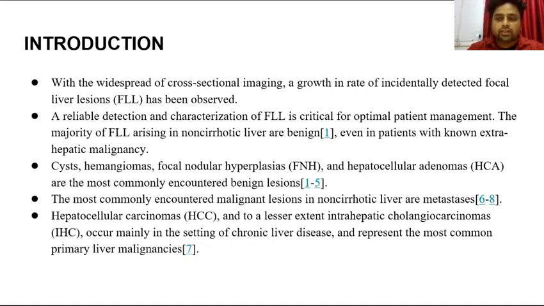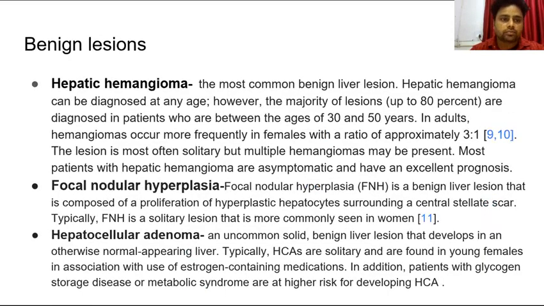Even in patients with a known extrahepatic malignancy, cyst, hemangioma, focal nodular hyperplasia, and hepatocellular adenoma are the most commonly encountered benign lesions. The most commonly encountered malignant lesion in non-cirrhotic liver is metastasis. Hepatocellular carcinoma and intrahepatic cholangiocarcinoma are mainly seen in the setting of chronic liver disease and represent the most common primary liver malignancies.